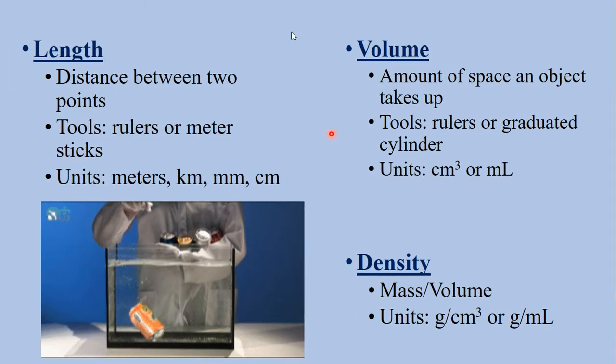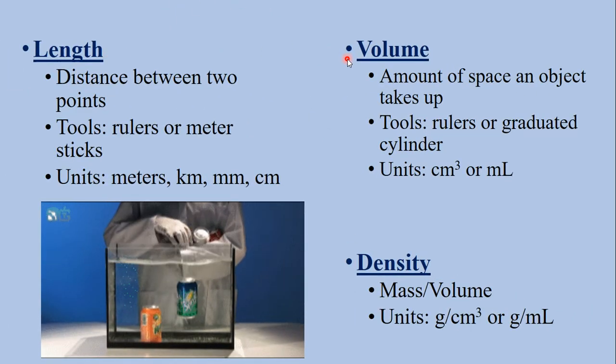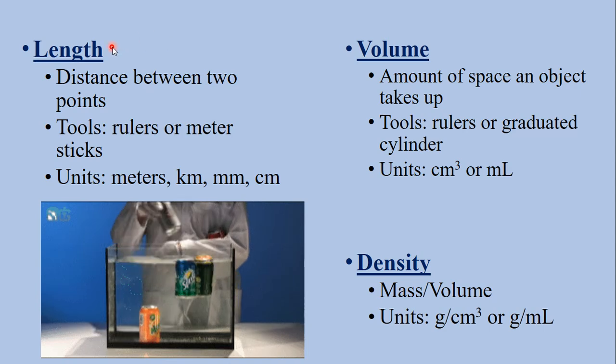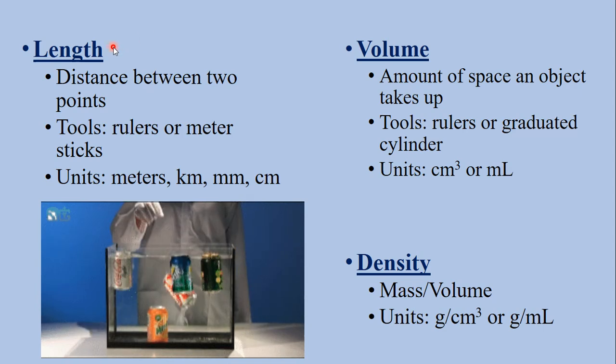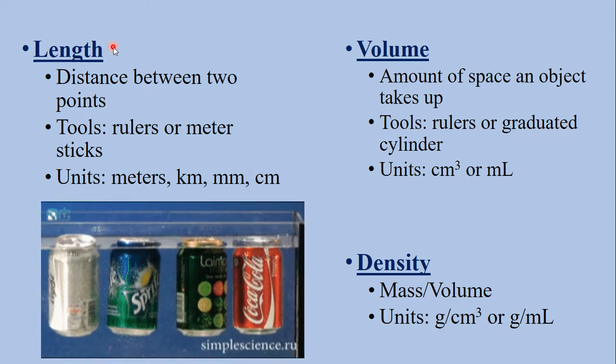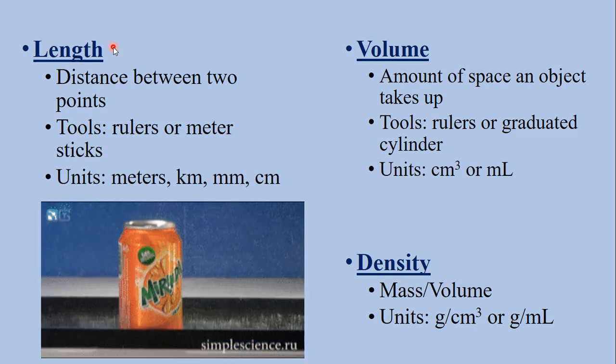The last three types of measurements are length, volume, and density. Length is the distance between two points, and you're going to use either a ruler or meter sticks.